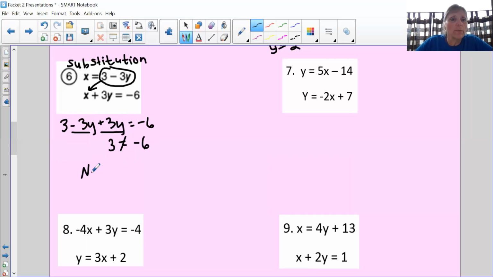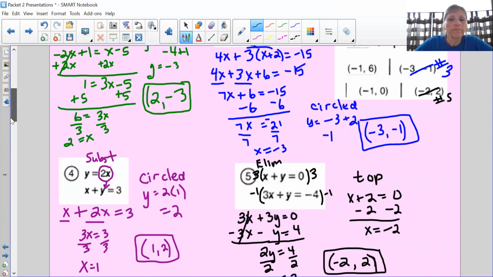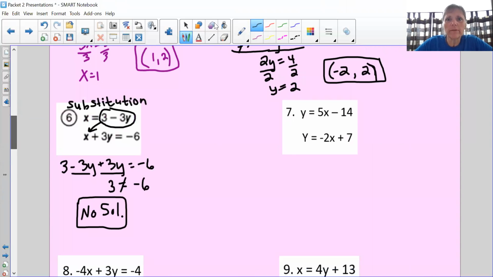So this one problem is going to be pretty short. No solution. What that means is you have parallel lines, so these lines do not touch. There's no place where they cross, so there's no solution. So number 6 is no solution. There it is right there. Okay, going on. Number 7.